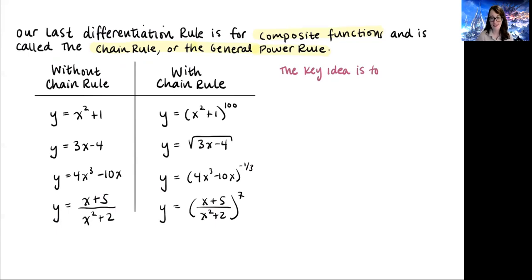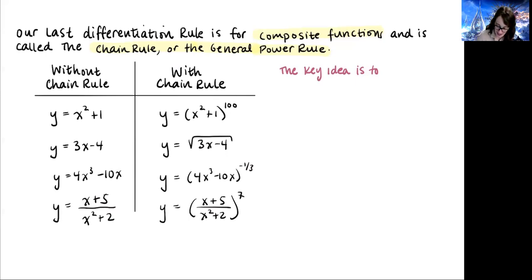So this is really going to expand our repertoire of what we can find the derivative of. It's super exciting, and it's actually fairly straightforward. The key idea to using the chain rule is to be able to recognize what is the inner function in the composition and what is the outer function in the composition. If you can do that and you know the formula for the chain rule, then you will be good to go for using it.